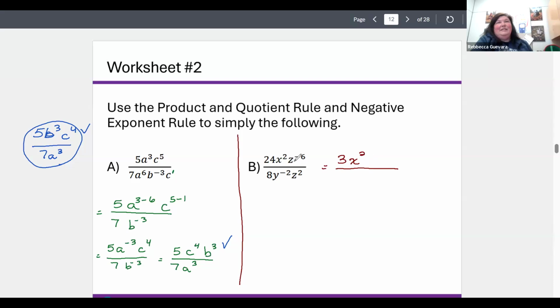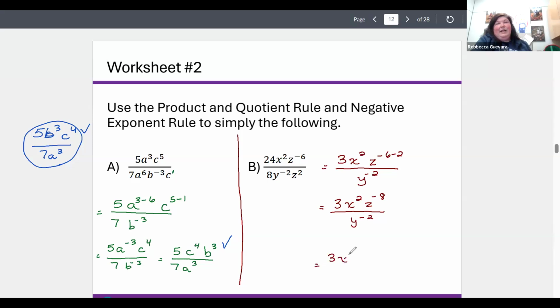Then we have z to the power of -6. And we have another z though. We got this one on the bottom. Remember, we subtract whatever we have down here. So we have a 2, so we're going to have -6 minus 2. And then the y is the only thing we have left, and we had y to the -2. So we have 3 x squared, z to the -8, y to the -2.